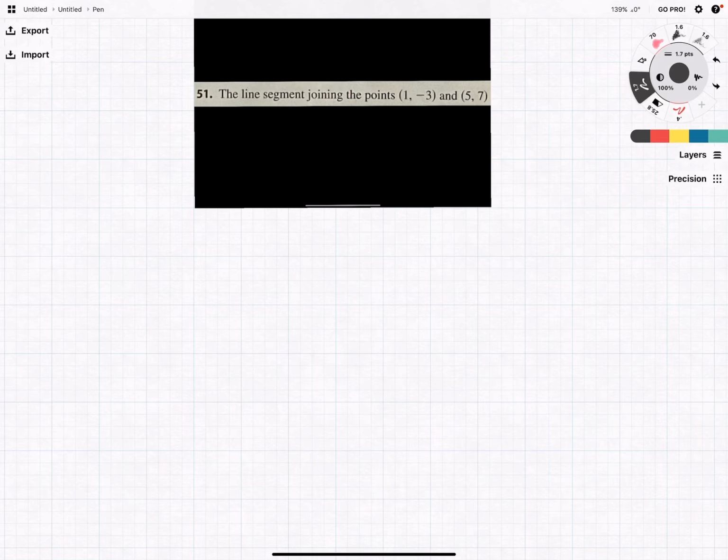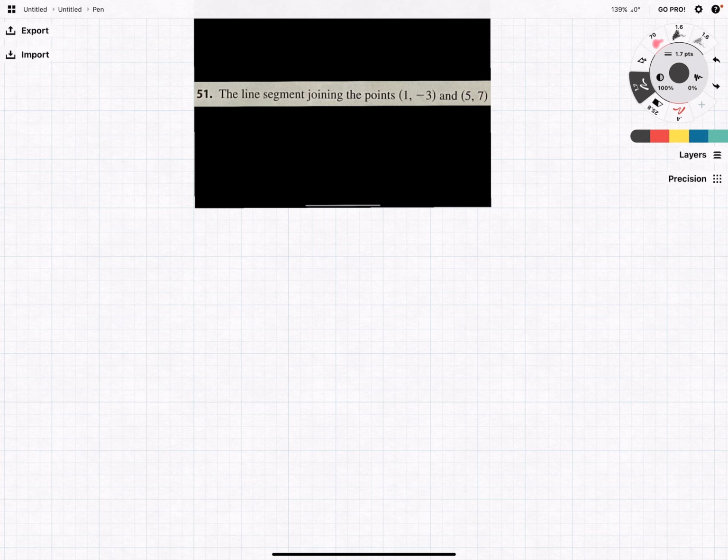This is Stewart Calculus 8th edition, Chapter 1, Section 1, problem number 51. For 51, it says, find the expression for the function of the given curve, and the expression that they want is for the line segment joining the points (1, -3) and (5, 7). So in order to do this, we're going to have to think back to some of the stuff that we did in Algebra 1 with point-slope form and slope-intercept form.